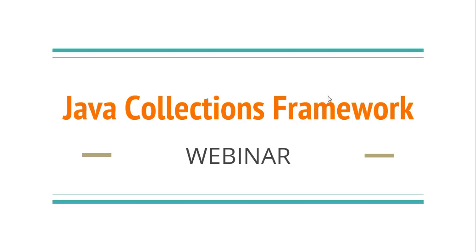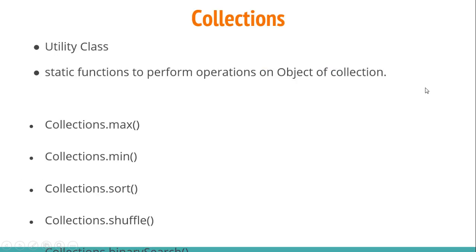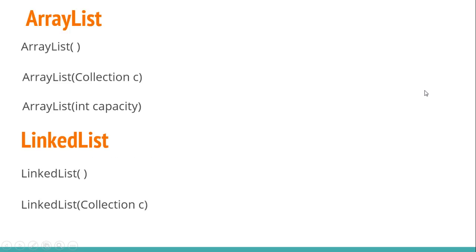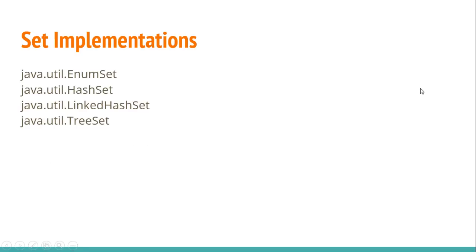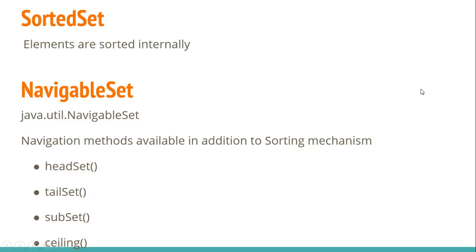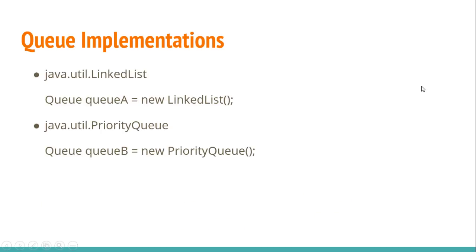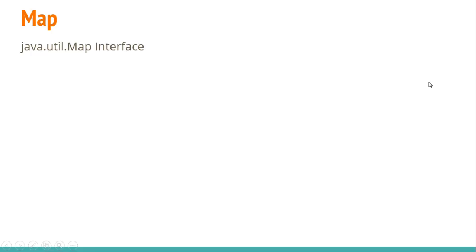So we have seen so far, let's quickly walk through the slides. Collections methods, the Collections class, synchronized and concurrent collections. We have seen list, ArrayList and LinkedList, Vector, Stack, set implementations, SortedSet, NavigableSet. Queue is what we saw yesterday, and queue implementations, Deque. There were around 12 methods for Deque, so we saw all those methods. And today we are going to move on to the map collection.